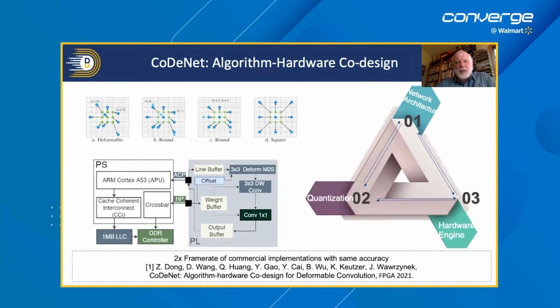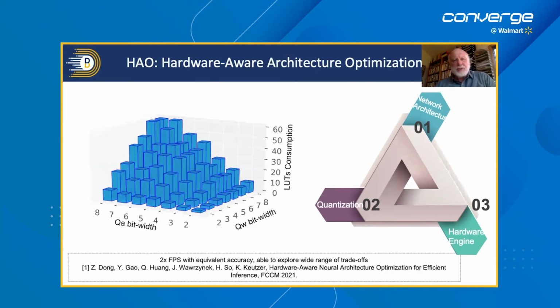Our work following that was less about solving general problems like image classification and more about very particular problems targeted for FPGA implementation. And so we worked on deformable convolutions and deformable parts models, and we were able to achieve 2x the frame rate of a commercial implementation, same accuracy, by putting together the neural architecture, quantization, and developing our own hardware engine. And we've gone on then to do a whole design space exploration, particularly targeted for FPGAs, which again, we were able to get 2x frames per second with equivalent accuracy on standard problems. But more importantly, we're able to explore a very broad range of trade-offs of accuracy and efficiency.